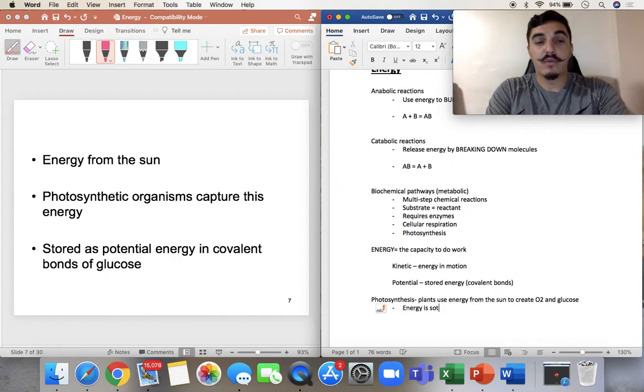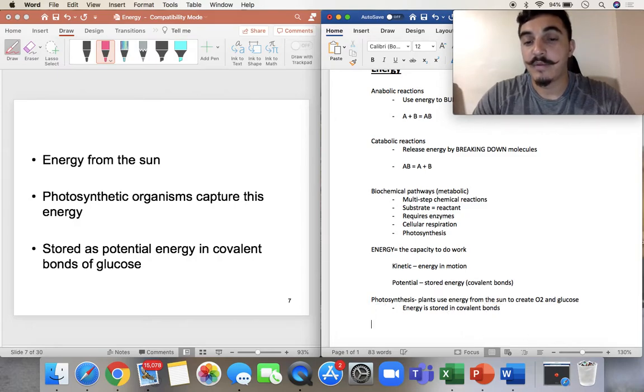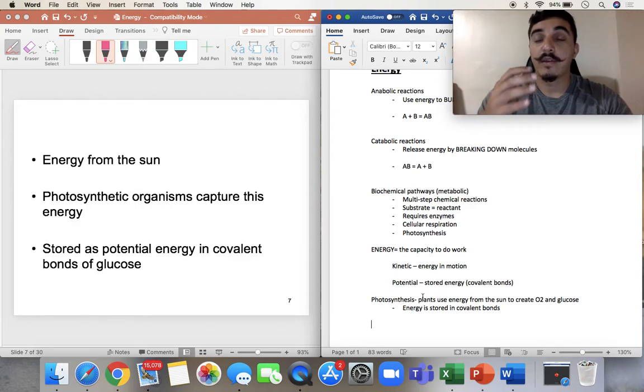Energy is stored. Covalent bonds. Okay. That was pretty crazy. At least for me, it's pretty mind-blowing, some of these things that we're learning. Okay. So that's photosynthesis. Cellular respiration would be the other way around. So in photosynthesis, you get that energy, and in cellular respiration, we break down the bonds to use the energy. Okay, so photosynthesis brings the energy, and in respiration, we break it down and we use the energy.